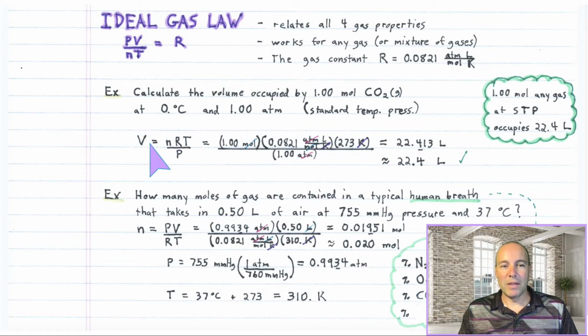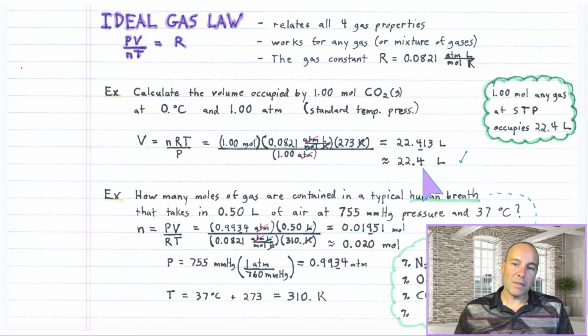Okay, to calculate the volume, it's going to be number of moles, 1 mole, times R, which is 0.0821. Here are the units of R. The temperature is 273 Kelvin, and the pressure is 1 atmosphere. You can see the units canceling the units of the gas constant, and you're left with units of liters, and you calculate 22.4 liters.